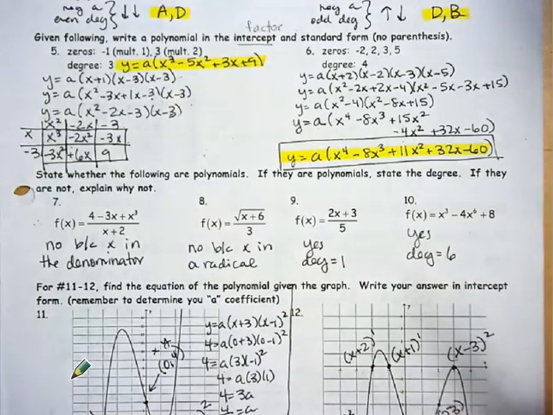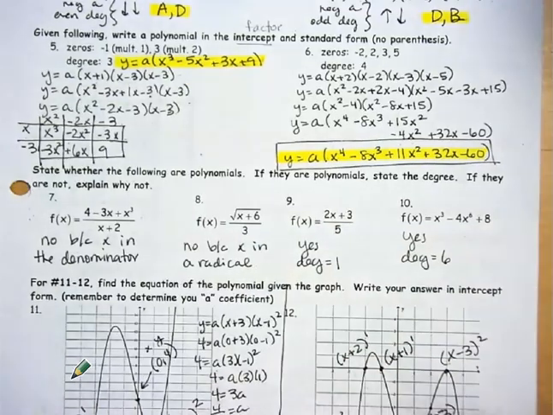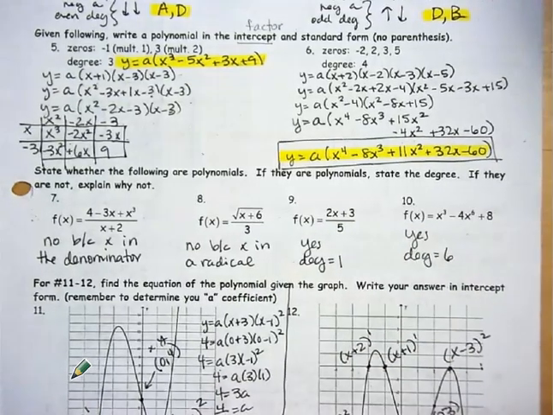You don't want to have any x's inside a square root or a cube root. And that is happening here. So that one, no, is not a polynomial. You want your exponents to all be positive whole numbers.